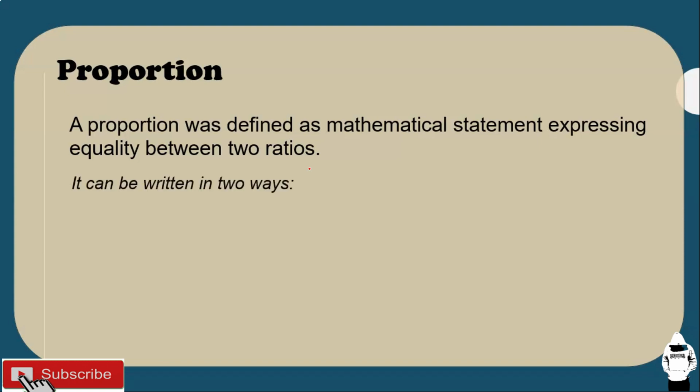Okay? Just like for example, a proportion can be written in two ways. A over B is equal to C over D. Or A is to B is equal to C is to D. So these are the two ways po on how to write proportions.